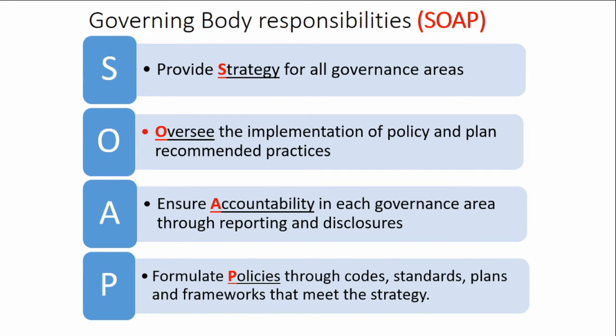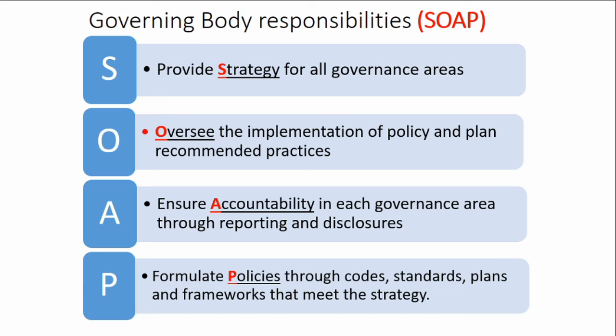So, governing bodies are required to provide strategy and leadership for their entity, but particularly strategy and leadership in areas of governance. Governing bodies are not only meant to create policies or plans to ensure that governance is achieved, but also oversee and monitor the implementation of such policies. Governing bodies must ensure that they hold themselves as well as their entity accountable. They do this through governance, reporting, and disclosure. As mentioned under O, governing bodies are required to create policies or plans to achieve corporate governance.